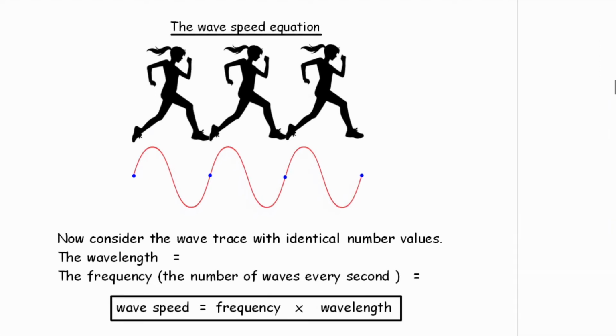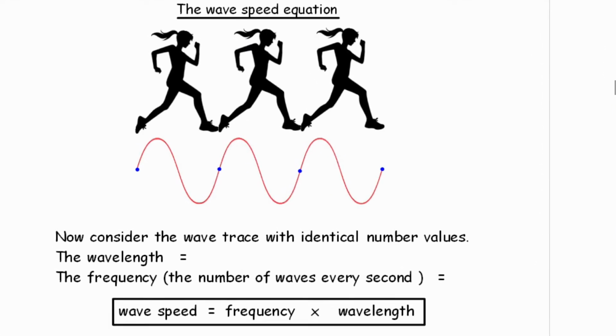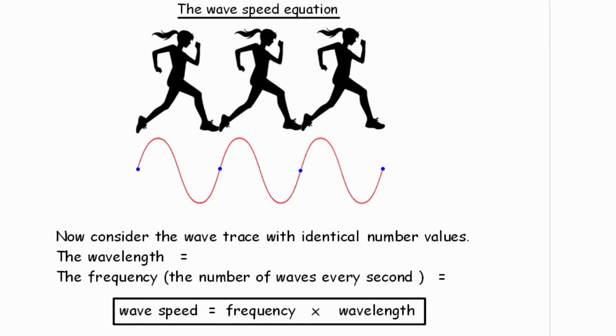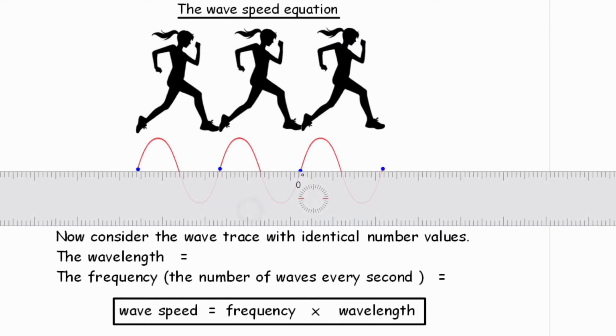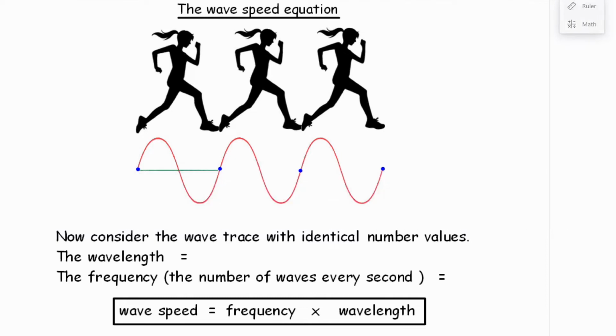Now consider the wave trace with identical number values. So the wavelength, let me just draw that again for you. The wavelength, that's from midpoint to midpoint or peak to peak on adjacent waves. That's 1.2 metres. The frequency, that's the number of waves produced per second. And that's 3 in this case. 3, and we use the units hertz. H-E-R-T-Z. Hertz.